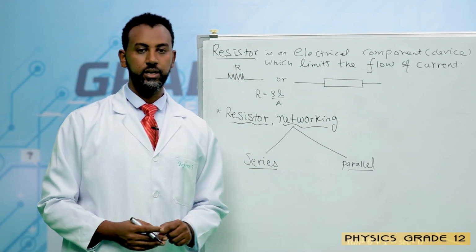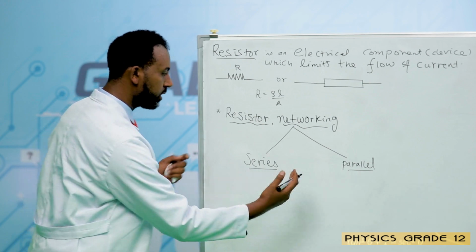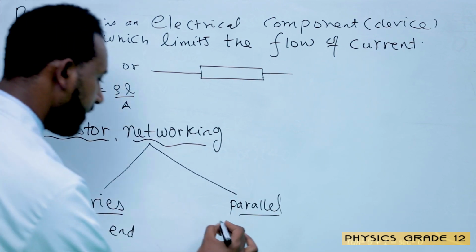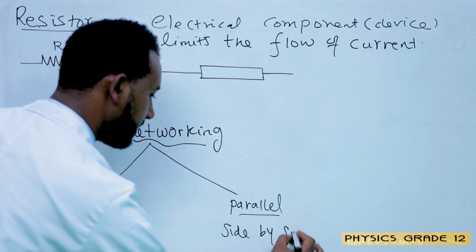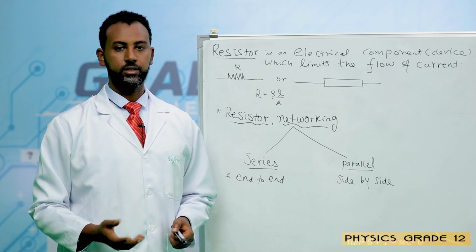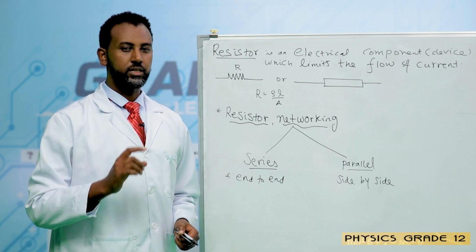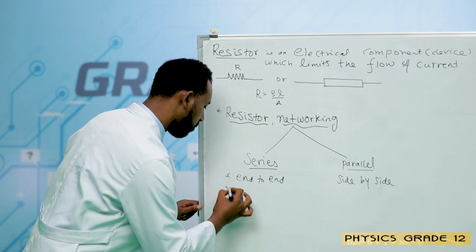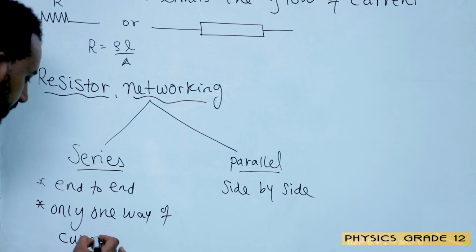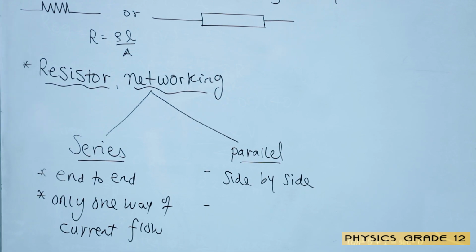When resistors are connected in parallel, they must be connected side by side, meaning all similar terminals must be connected together. Therefore, the difference is that here we have end-to-end combinations of resistors, and here we have side-by-side combinations of resistors. As well, there is a technique to identify the types of connection, and that is the flow of electric current. In series combinations of resistors, there is only one way of current flow. But here we might have several different ways of current flow.